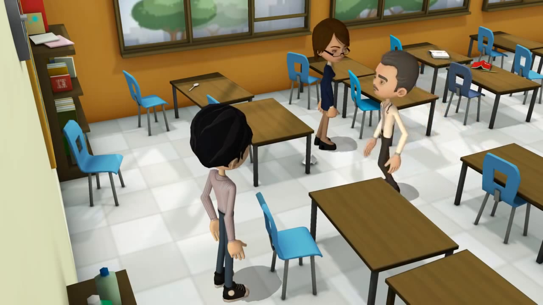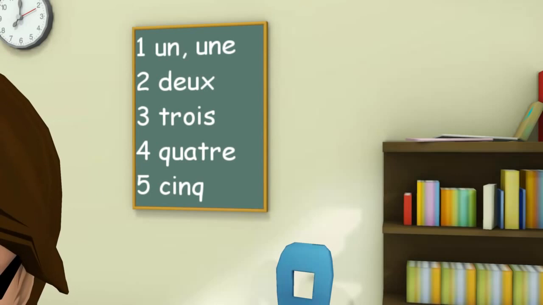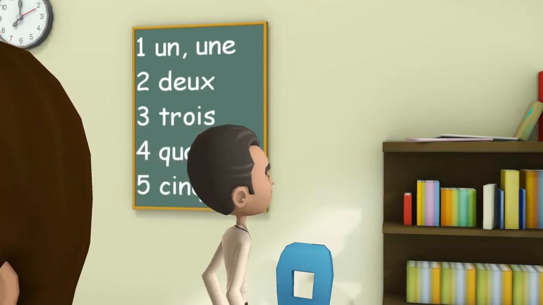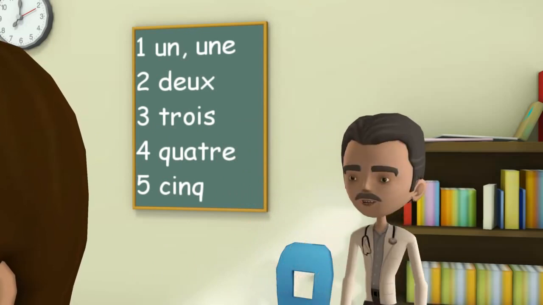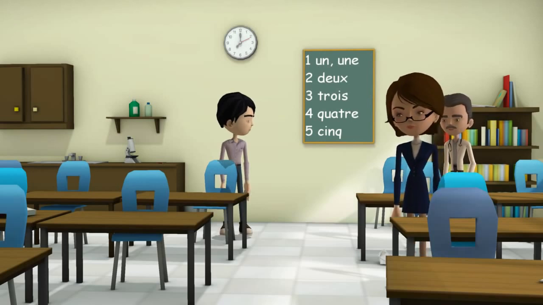Here is how to say 1. Un. Un. You may notice that this is different from how we said 1 in it's 1 o'clock. Do you remember how to say it's 1 o'clock? Il est 1 heure. In it's 1 o'clock, we use the feminine version of 1 to match the feminine word hour, while in this lesson, we use the masculine version.